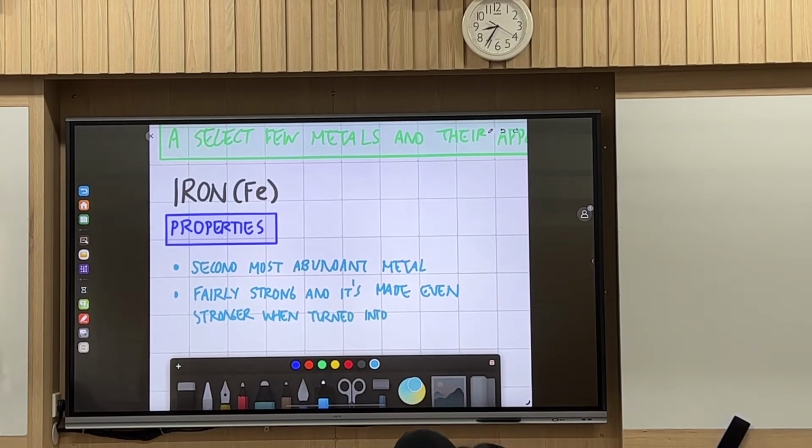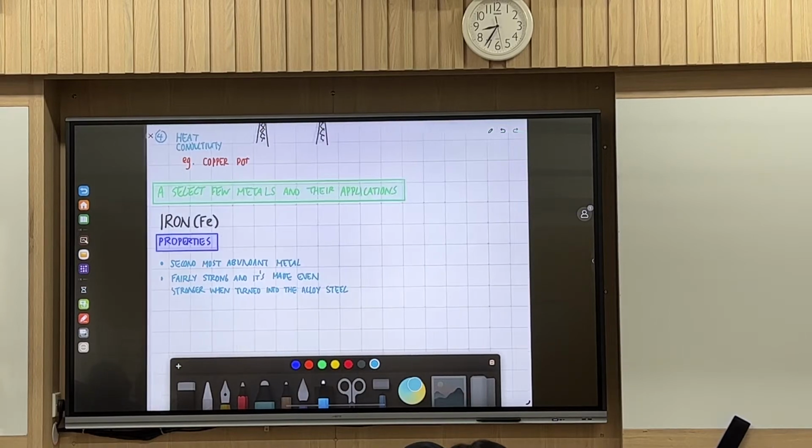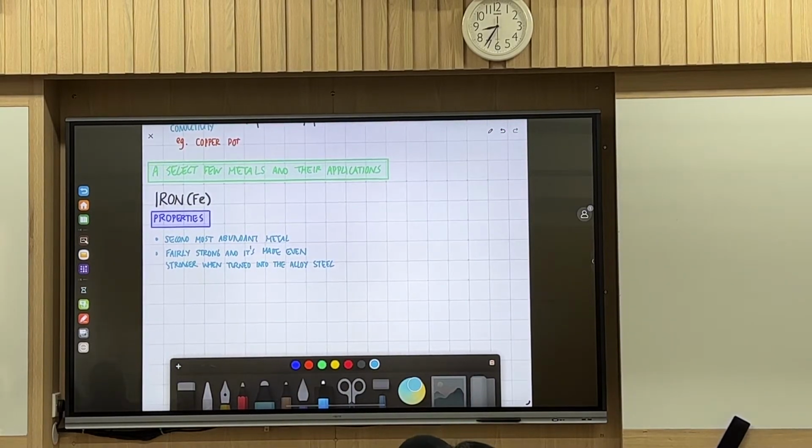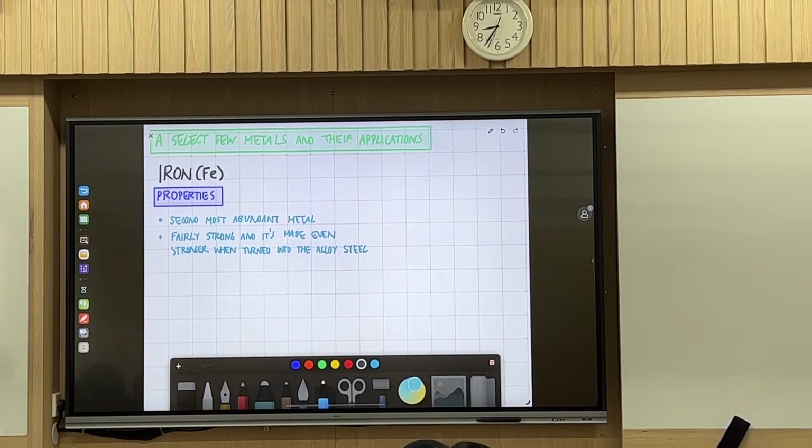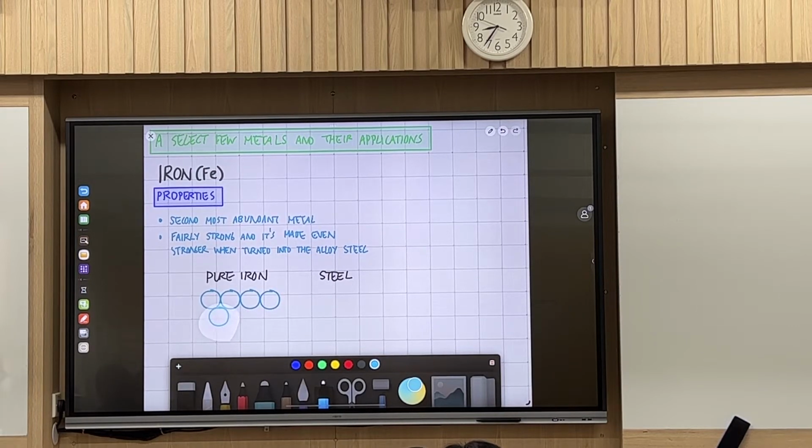So when turned into the alloy known as steel. So if you don't know what the difference is between pure iron and steel, draw this diagram. Okay, so this is pure iron, what pure iron looks like on a microscopic scale, and on the right is what steel looks like on a microscopic scale. So you can first draw a bunch of circles here, each representing an iron atom. And you tell me what you notice when you compare the structure of steel and pure iron.